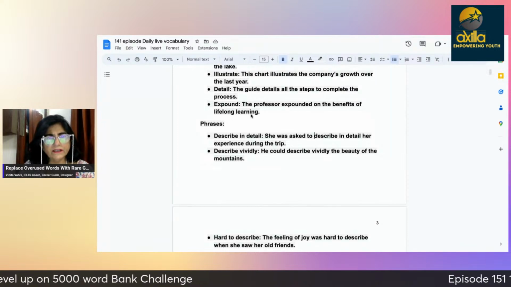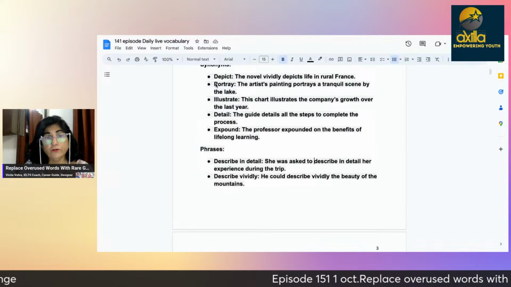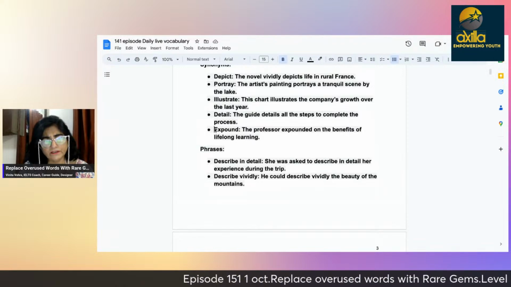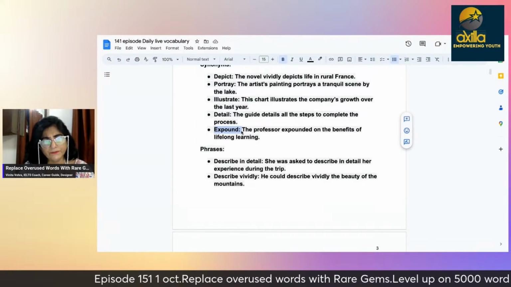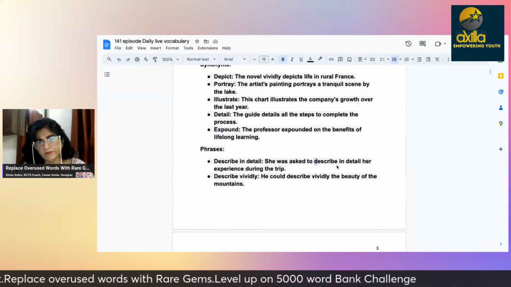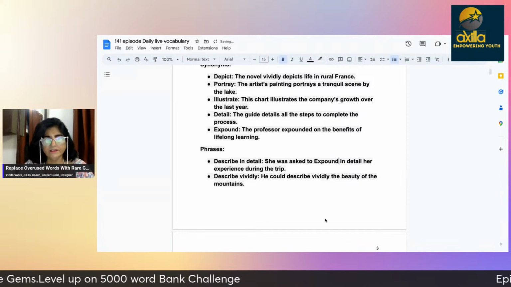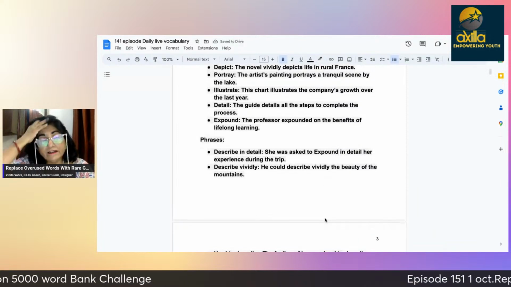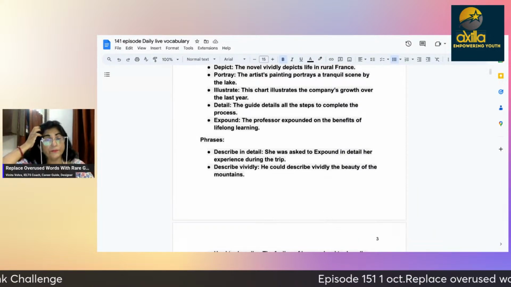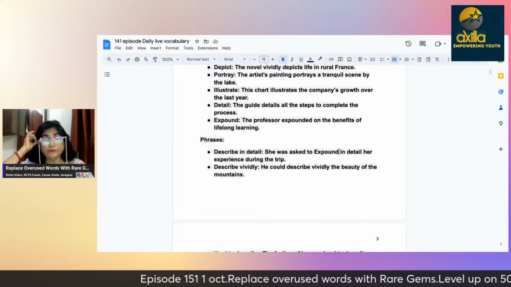What will we take? To experience, portray, or depict. Let's say expound it. Okay, we'll use expound it. So we copy here and we change this word describe with expound. So she was asked to expound in detail her experience during the trip. Describe vividly. He could describe vividly the beauty of the mountains.